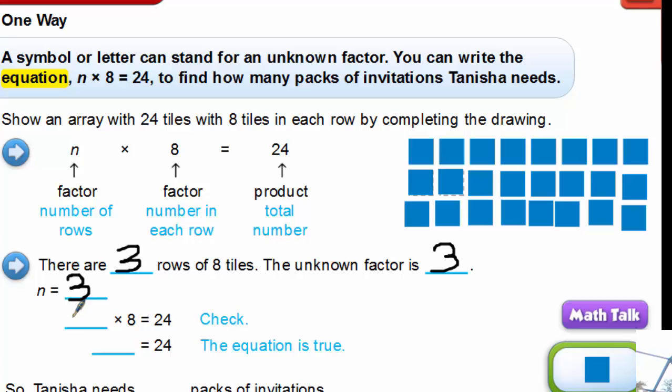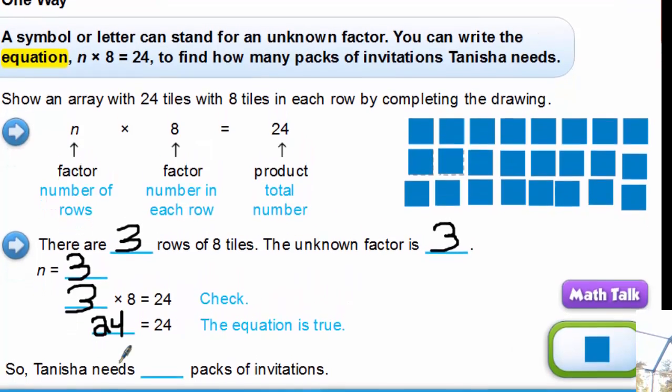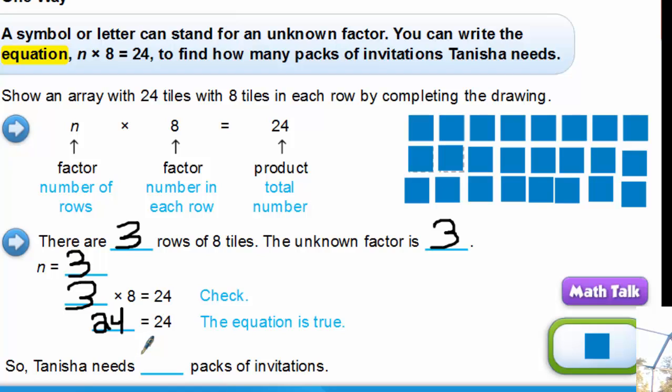Now let's check. 3 times 8 equals 24. 3 times 8 is 24, which also equals 24. The equation is true. So Tanisha needs how many packs of invitations? That's right, 3 packs of invitations. I hope we get invited to her party, don't you?